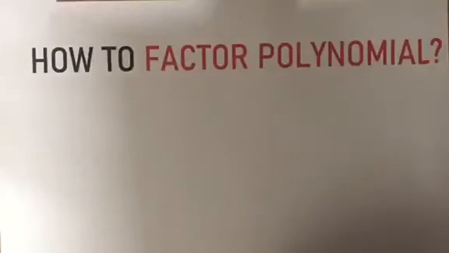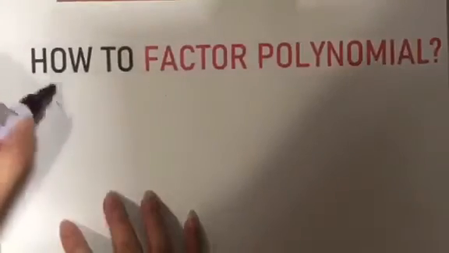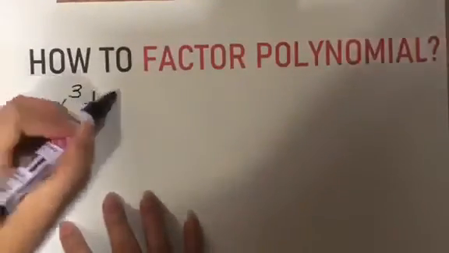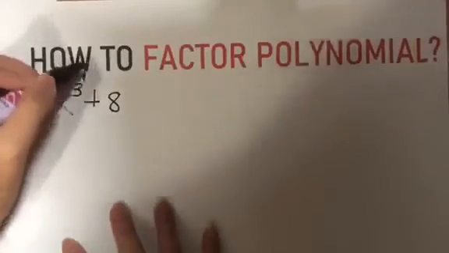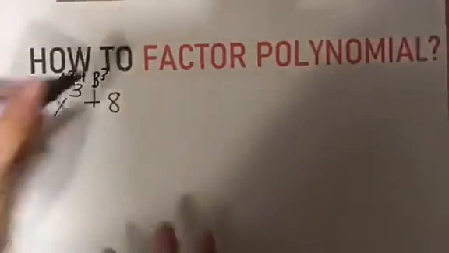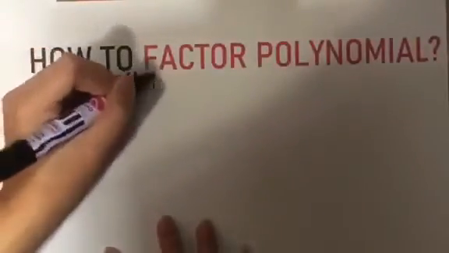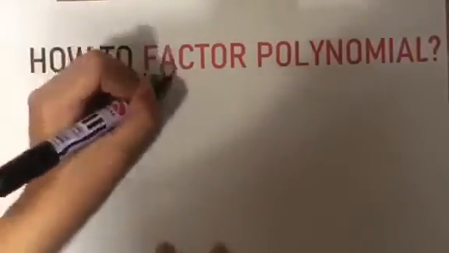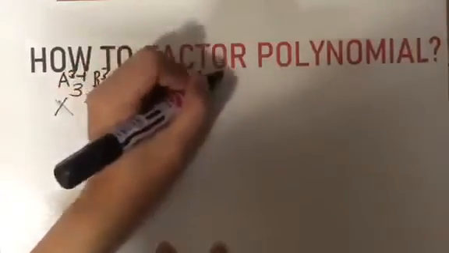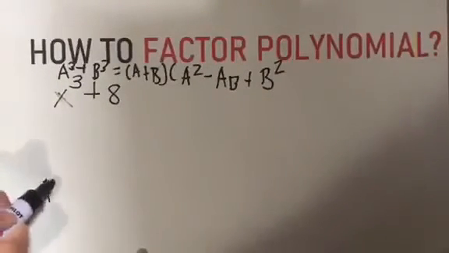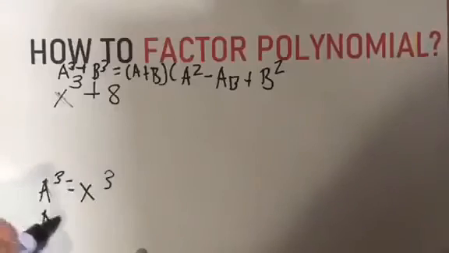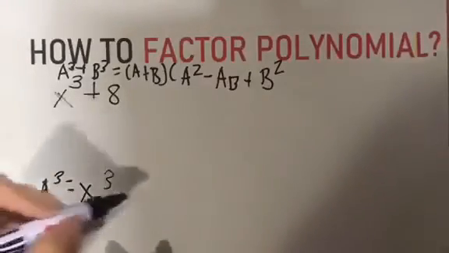Our last example for today is going to be the sum or difference in two cubes. Let's have x to the third plus 8. It's like a to the third plus b to the third. It's going to be equal to a plus b times a squared minus ab plus b squared. So you need to realize that a to the third is similar to x to the third. Get the cube root of each side. a is equal to x.